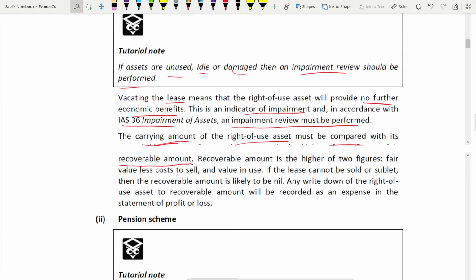Recoverable amount, how do you calculate? Higher of the two figures. Which two figures? Fair value less cost to sell and value in use. All this is your knowledge. If you're good in this, you can write. Nothing to do with the case study anymore.